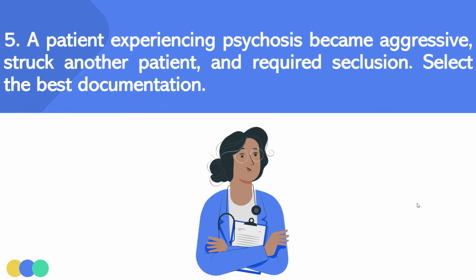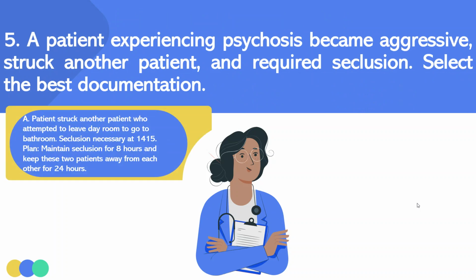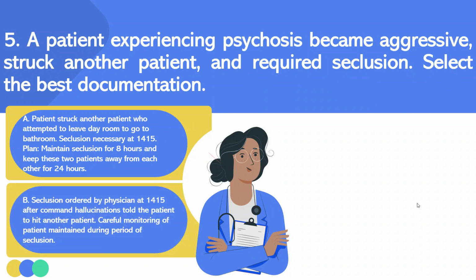Number five. A patient experiencing psychosis became aggressive, struck another patient, and requires seclusion. Select the best documentation. Letter A. Patient struck another patient who attempted to leave the day room to go to the bathroom. Seclusion necessary at 2:15, and plan is to maintain seclusion for 8 hours and keep these two patients away from each other for 24 hours.